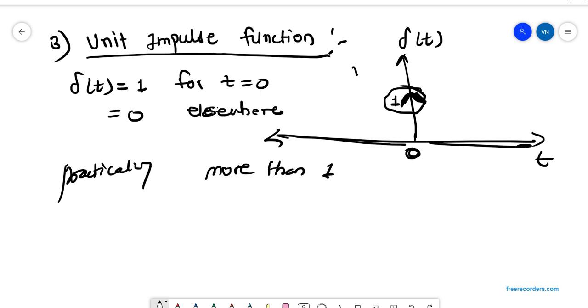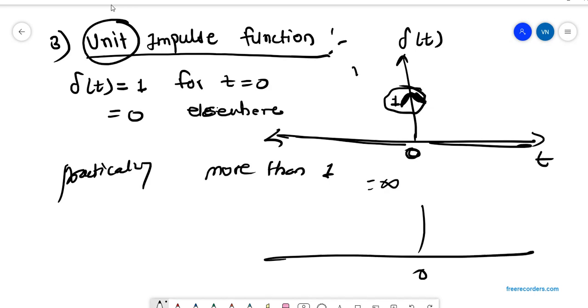But it's not possible to represent any infinity value. So that's why they have taken it for the representation, because the name is unit. So that's why they have defined that whatever the amplitude is there for 0, they have a 1 for the unit impulse function. Okay, so this is all about the unit step function, unit ramp function, unit impulse function.